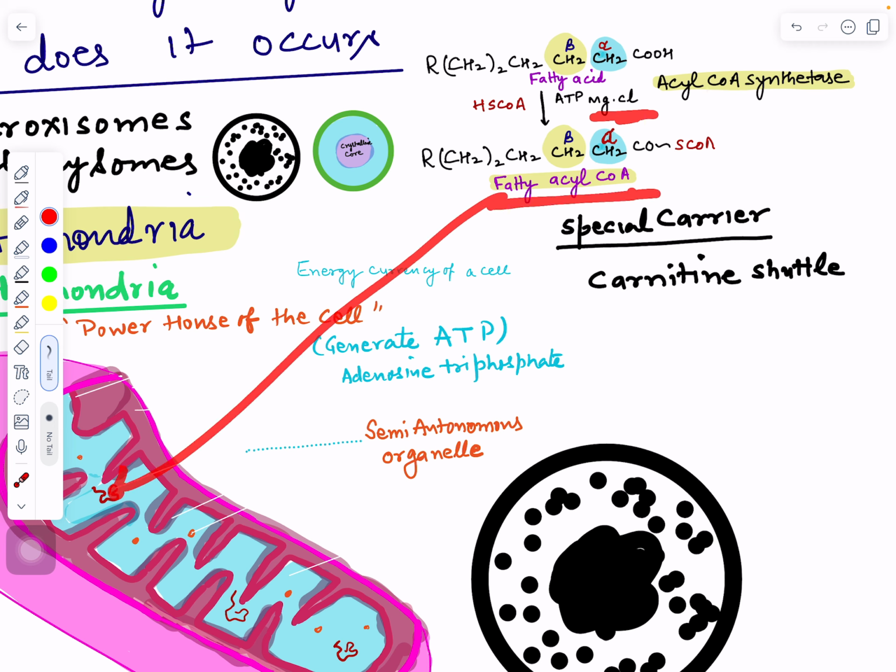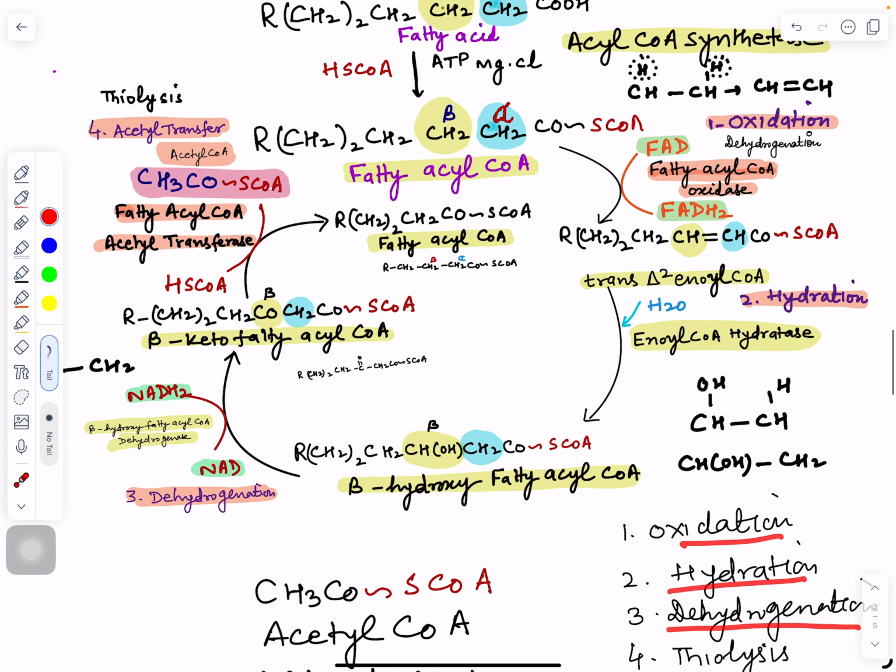Now this can enter into the mitochondria, and here fatty acid oxidation will take place in the case of animals or mammals. Now we'll discuss the mechanism of beta oxidation. How does it occur? It actually has 4 reactions: oxidation, hydration, dehydrogenation, and thiolysis. Now we'll discuss in detail.